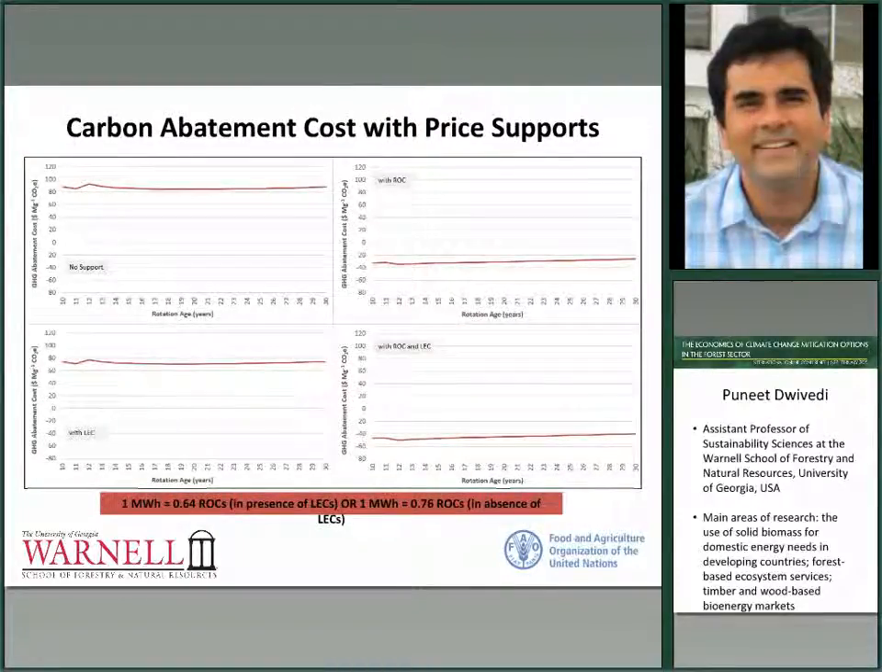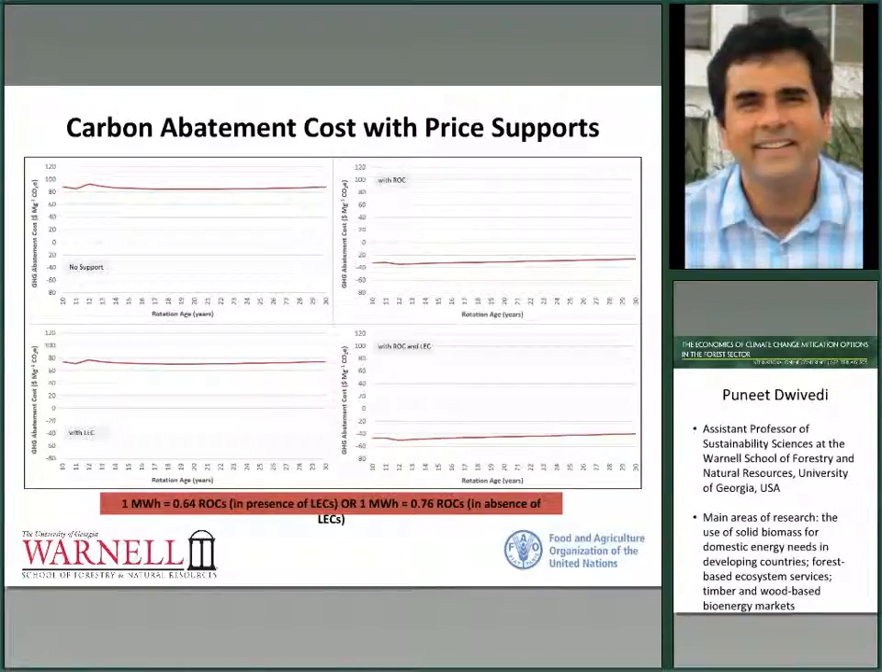The abatement cost of GHG emissions on an average without any price support under intensive forest management choice was close to $88 per metric ton of CO2 abated. In absence of any price support mechanism, this would have been a minimum additional carbon tax required to promote generation of electricity from imported wood pellets from the southeastern United States in the United Kingdom.